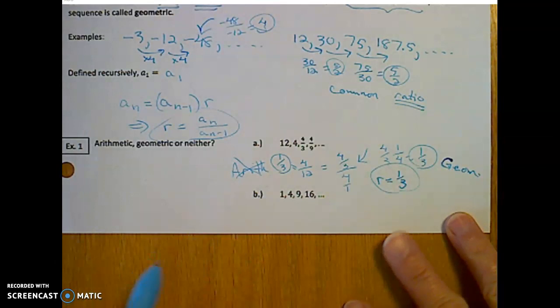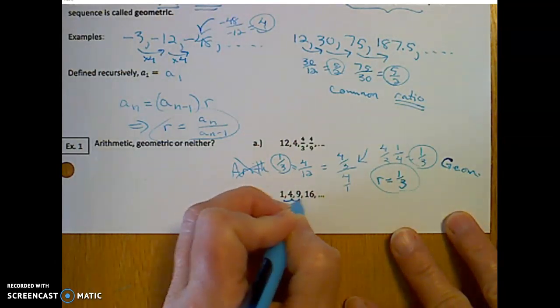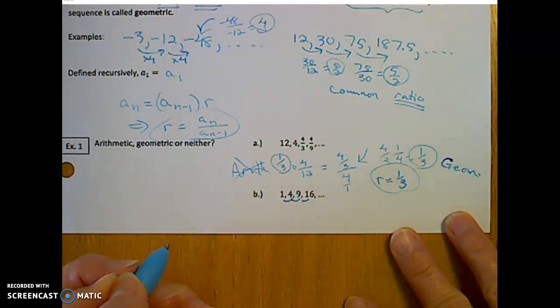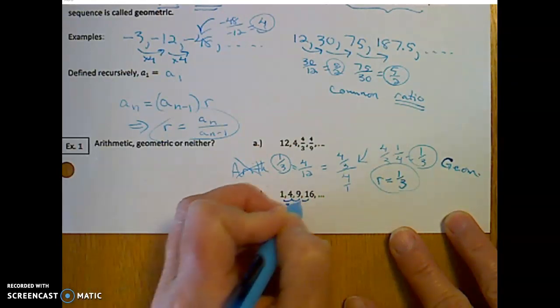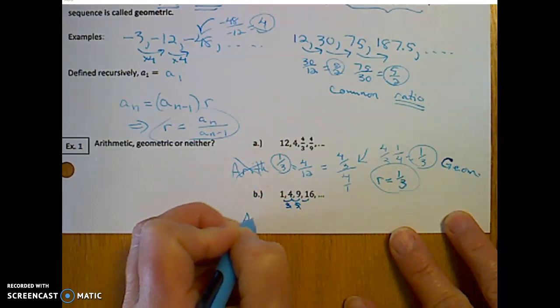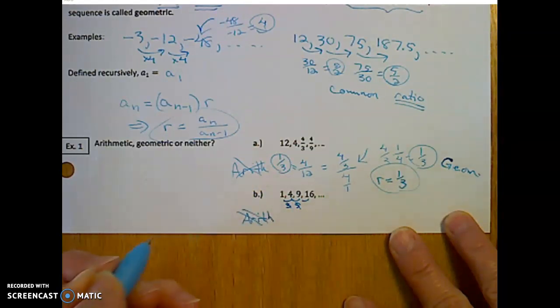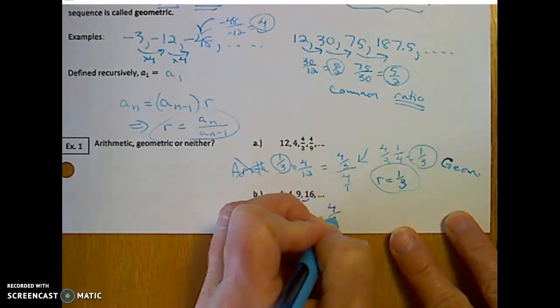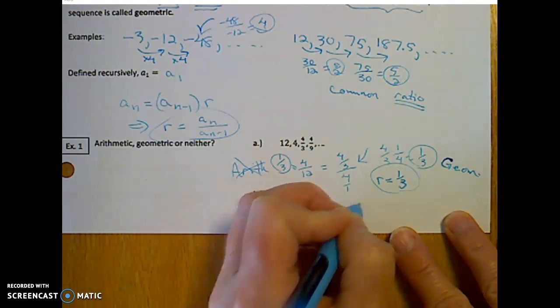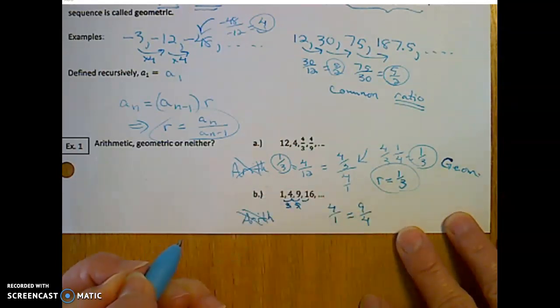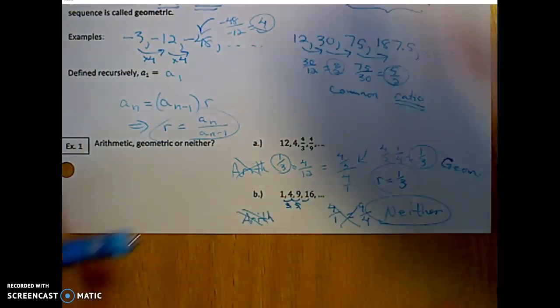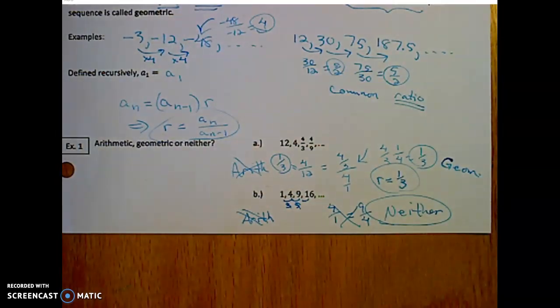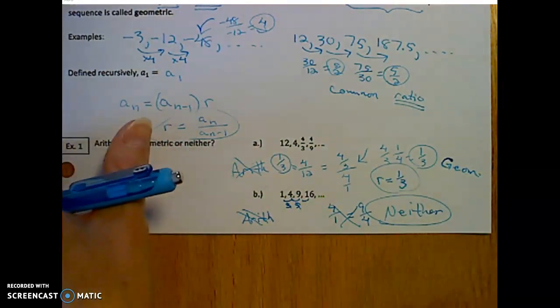Did you take a second to look at that next one? Look for a common difference, or look for a common ratio. Difference here is 3, difference here is 5, so it's definitely not arithmetic. Look for a common ratio. Is 4 over 1 the same as 9 over 4? Those are not the same, so this is neither. Not arithmetic or geometric. Alright, let's find an nth term for a geometric sequence.